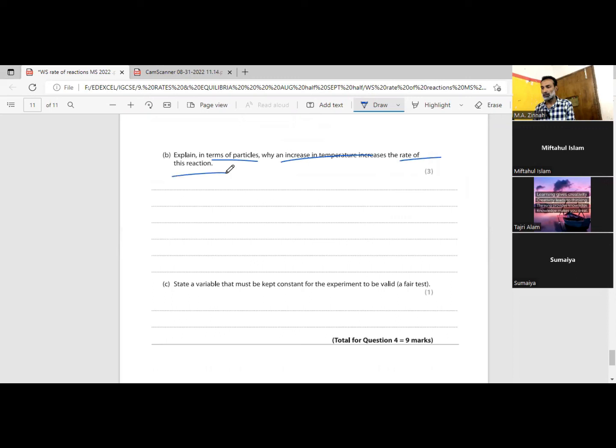Explain in terms of particles why an increase in temperature increases the rate of reaction. We had 5 points, do you remember? Write all 5 points here. What is the first point? Kinetic energy increases. Then particles move faster, so the frequency of collision increases. The main point is that more particles have activation energy for successful collision, so the frequency of successful collision increases. I suggest you write all 5 points. Three of them will get marks.